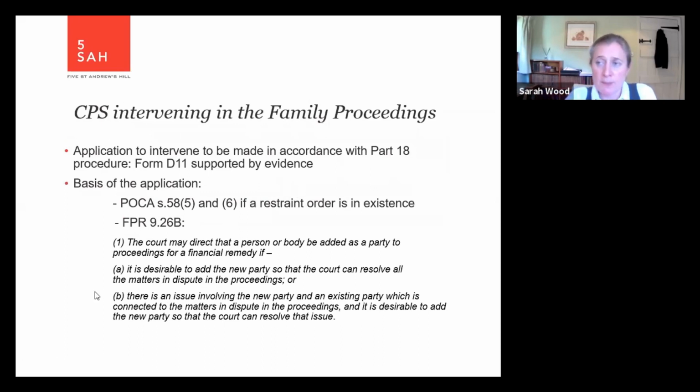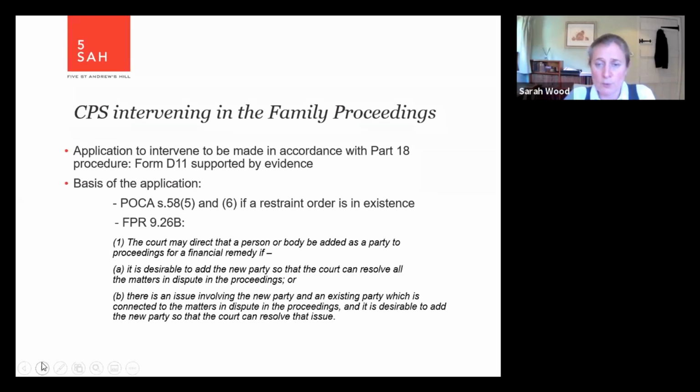So if the CPS do decide that they want to intervene in the family proceedings for the reasons that I've just set out, because they have concerns about ensuring that the assets are kept available for the confiscation proceedings, the way in which they do that is by making an application in accordance with Part 18 of the Family Procedure Rules. That is a Form D11 supported by evidence. In effect, that sets out in simple terms why the prosecution say that they should be allowed to intervene within the family proceedings. The basis of that application is usually twofold.